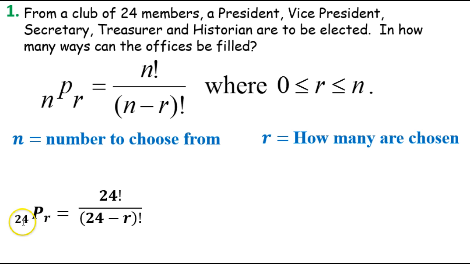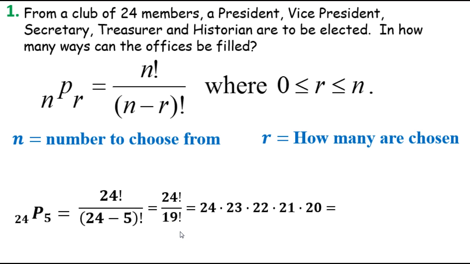Okay. Now, we have to figure out what the r is. And r is how many are chosen at a time. This particular one, we have a president, vice president, secretary, treasurer, and historian. So we have 5 different ones that are chosen at a time. So our r value here is going to be 5. Okay, now if my r value is 5, that means it's going to be 5 inside of here as well. Okay, so now I've got this 24 factorial over 24 minus 5 factorial. So now I just simplify it: 24 minus 5 would be 19. So I've got 24 factorial over 19 factorial.